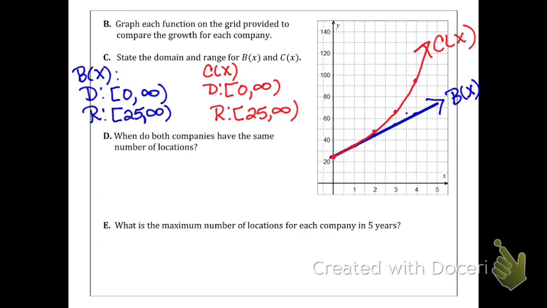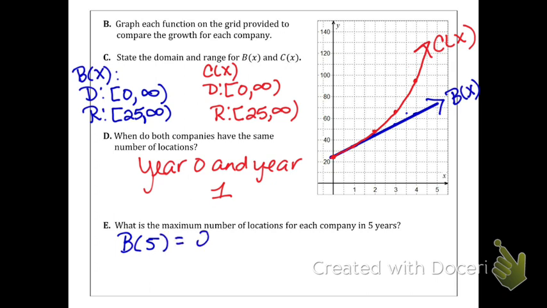D says, when do both companies have the same number of locations? So that's in year 0 and year 1. They both have 25 and then 35 locations. And then E says, what is the maximum number of locations for each company in 5 years? So B of 5 will equal, they gave us that equation, remember it was 25 plus 10x, so that would be 5, so 75 locations.